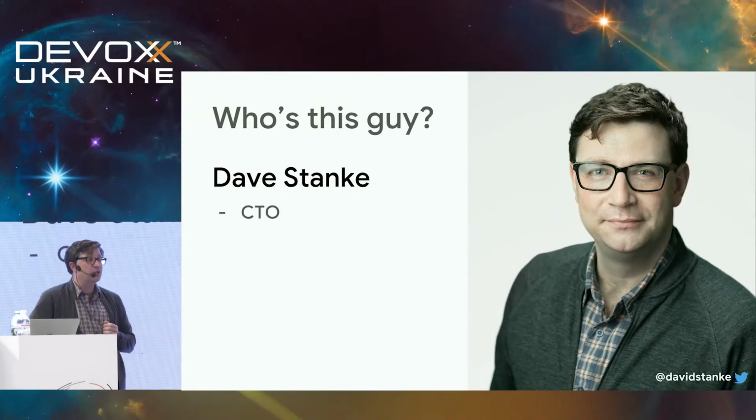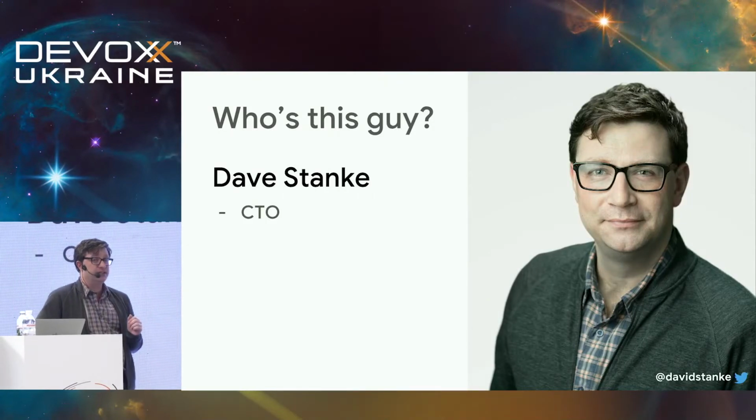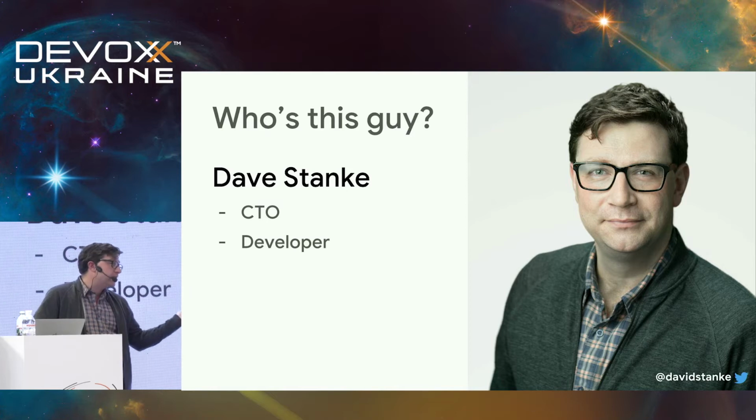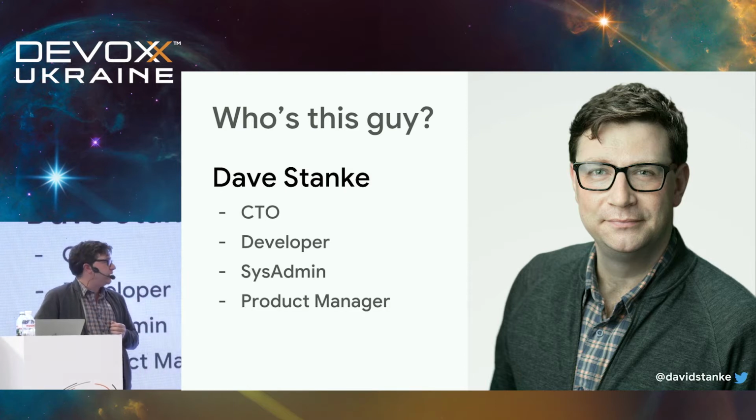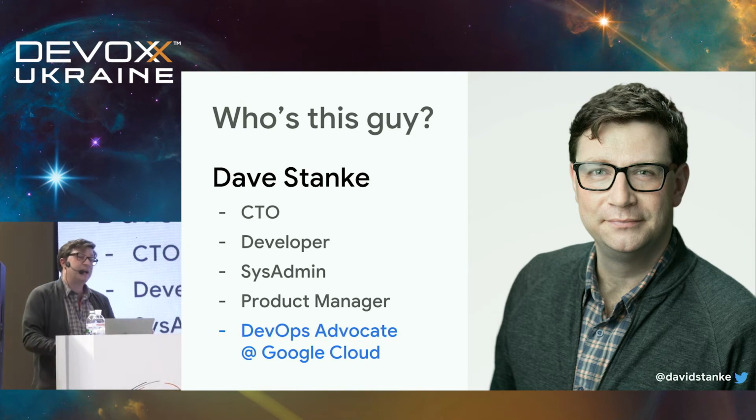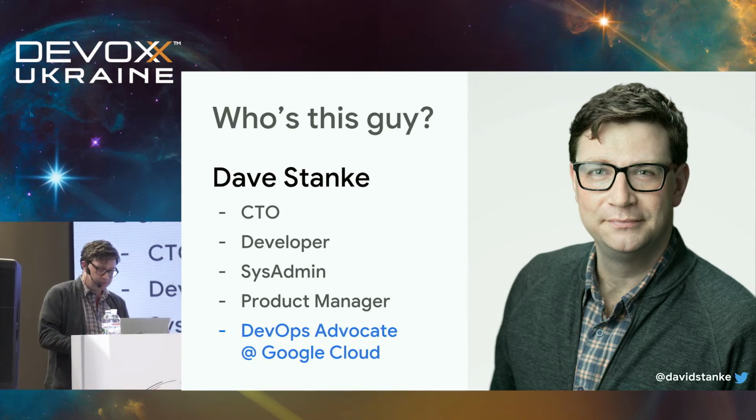First off, who is this guy? My name is Dave Stanky, and I've done a lot of things in my career. I've been a CTO for a small company in New York City. I've been a developer, front-end, back-end, mobile. I've been a sysadmin and an IT person. I've been a product manager, and I'm here today in my role as a DevOps advocate at Google Cloud.